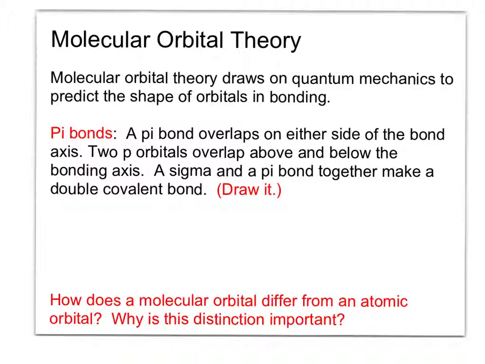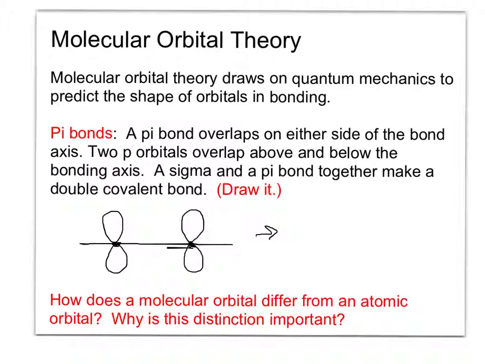What's the bonding axis, first of all? Once again, let's talk about oxygen now. You've got an oxygen atom here. That's its nucleus, and that's one of its p orbitals. I'm right now drawing the bonding axis. Here is your other oxygen atom with its nucleus and its p orbital. These are the two atoms that are going to be bonded together. The bond axis is the straight line in between the nuclei of the two atoms. That's the bonding axis.